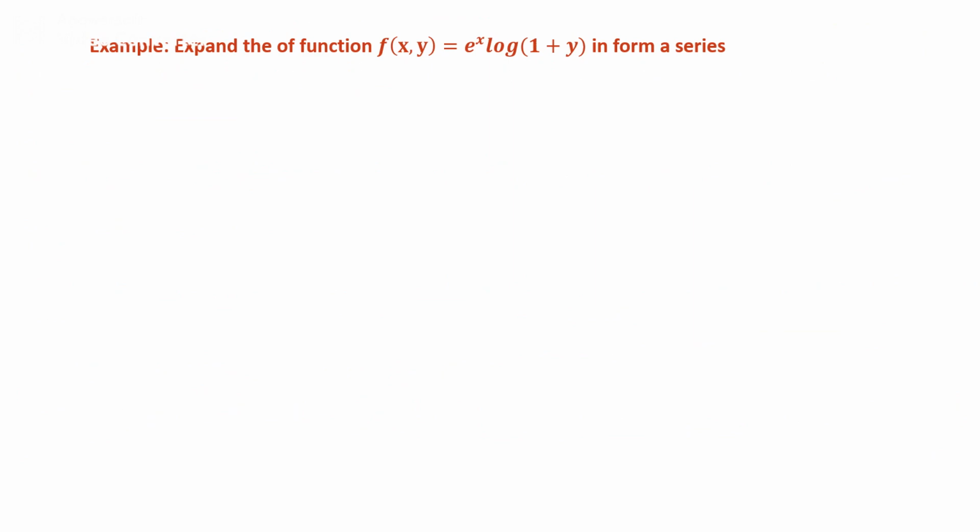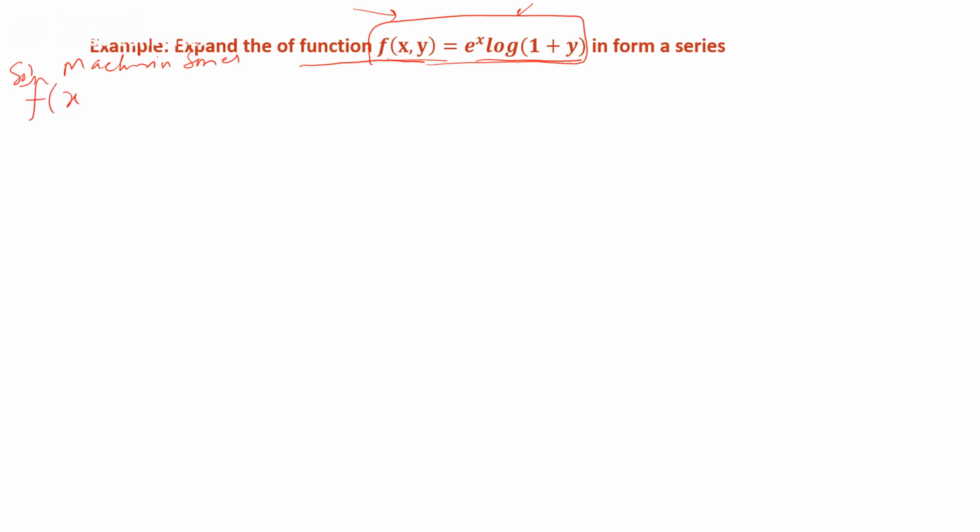We have to expand a function f(x, y) is equal to e raised to power x log(1 plus y). So here the given function is of two variables x and y. So first, because we have to expand that function about the origin, we are using the Maclaurin series for that expansion. So what is the Maclaurin series for two variables?